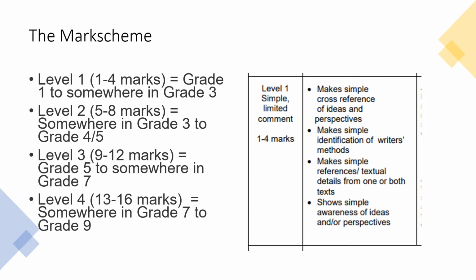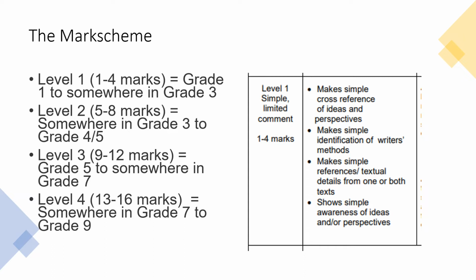So if you're aiming for a grade 3, you're looking at 1 to 4 marks. If you're looking for a grade 4 to 5, 5 to 8 marks. If you're looking for a level 3, 9 to 12 marks, and that will fall somewhere between the grade 5 and the grade 7. And a level 4, 13 to 16 marks, is where the grade 7 to 9 will fall. So you can adjust yourself accordingly, you know what you're aiming for.